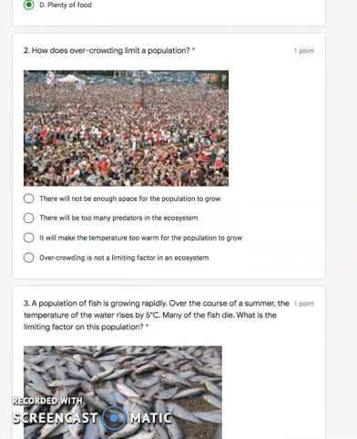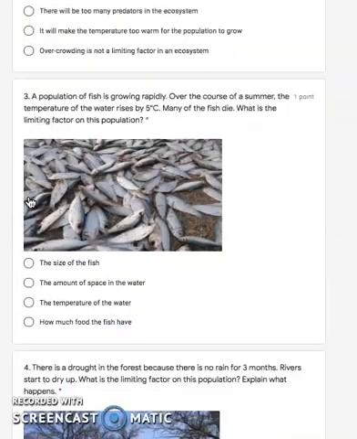Question 2. How does overcrowding limit a population? There will not be enough space for the population to grow. There will be too many predators in the ecosystem. It will make the temperature too warm for the population to grow. Or overcrowding is not a limiting factor in an ecosystem. Well, it's obviously there will not be enough space for the population to grow because there are just so many organisms in that population because of overcrowding.